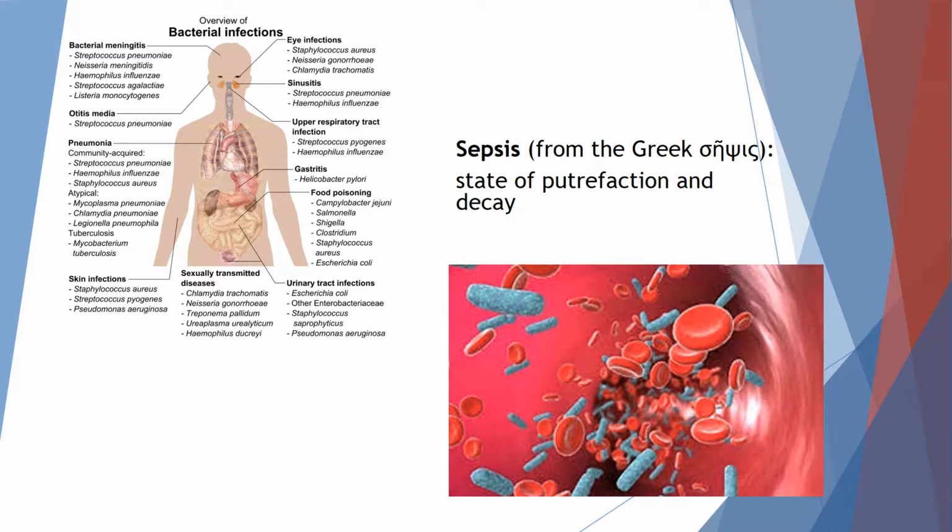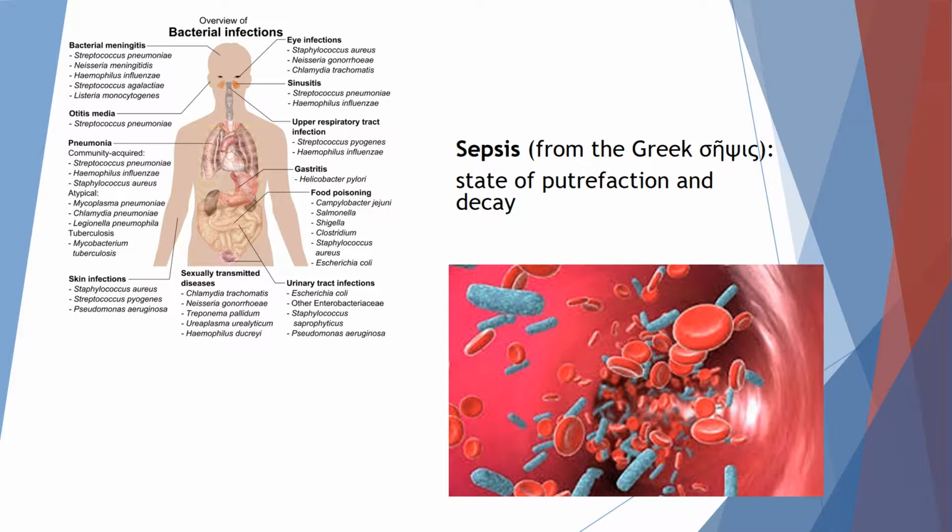If we think about the definition of sepsis here, I love this old Greek definition, a state of putrefaction and decay. And that's really what we're talking about. We're talking about bacteremia in the bloodstream, an infection that started off local, spreading to other parts of the body. You can get sepsis from viral infections and fungal infections, but most of the time we're talking about bacterial infections.